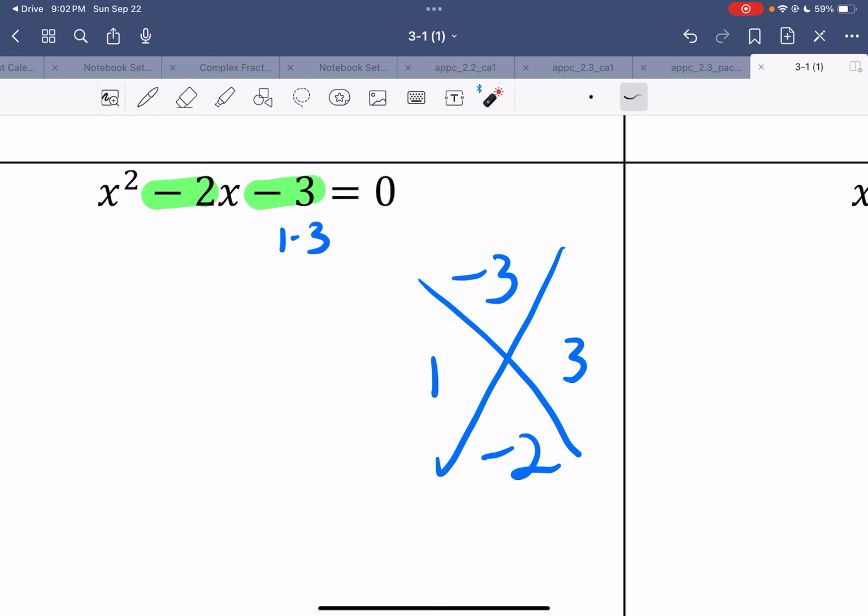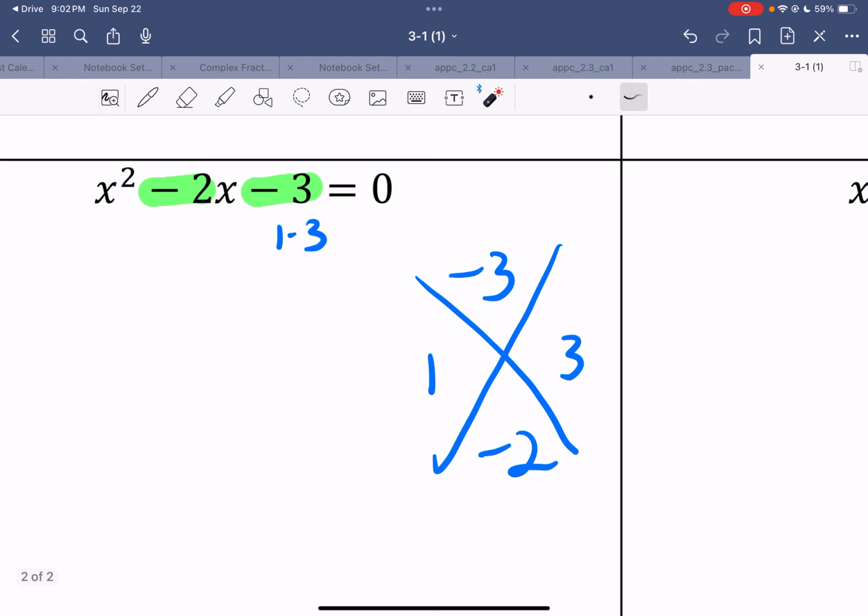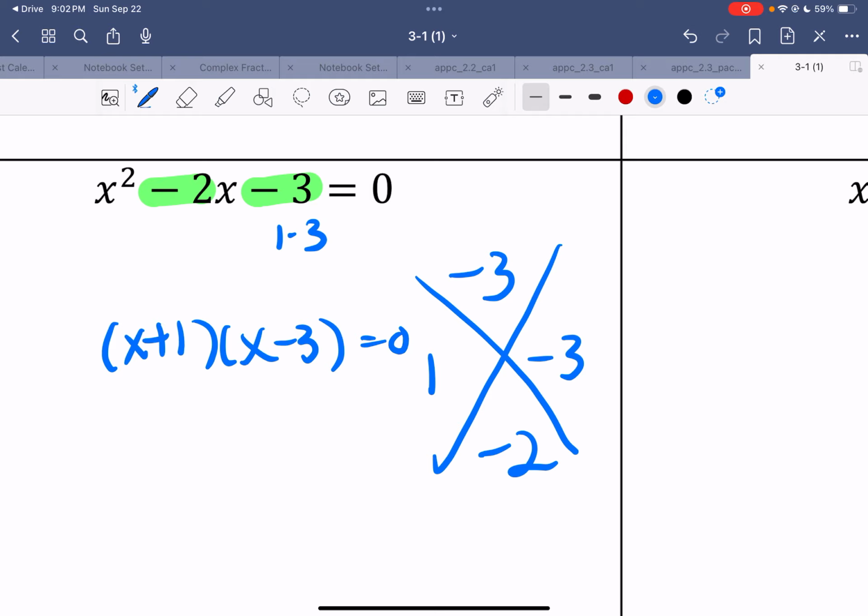Now look at this. If the top number is negative, only one of these two should be negative. And keep that in mind. If you subtract it, you should get negative 2. So which one should be negative? The 3. So you have x plus 1, x minus 3, okay? Equal to 0.